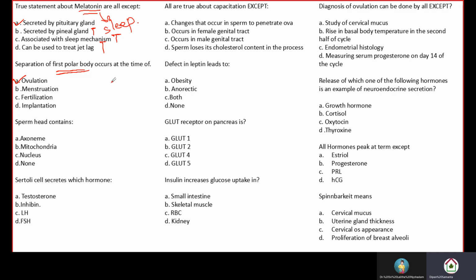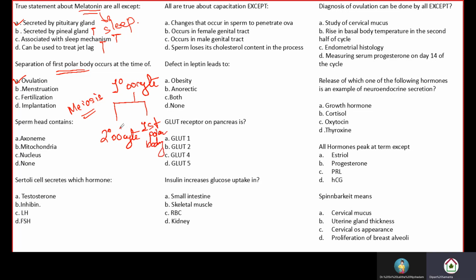So the primary oocyte divides by meiosis before its expulsion. Okay, before its expulsion from the ovary. This is about ovum. First oocyte becomes secondary oocyte, secondary oocyte and first polar body.